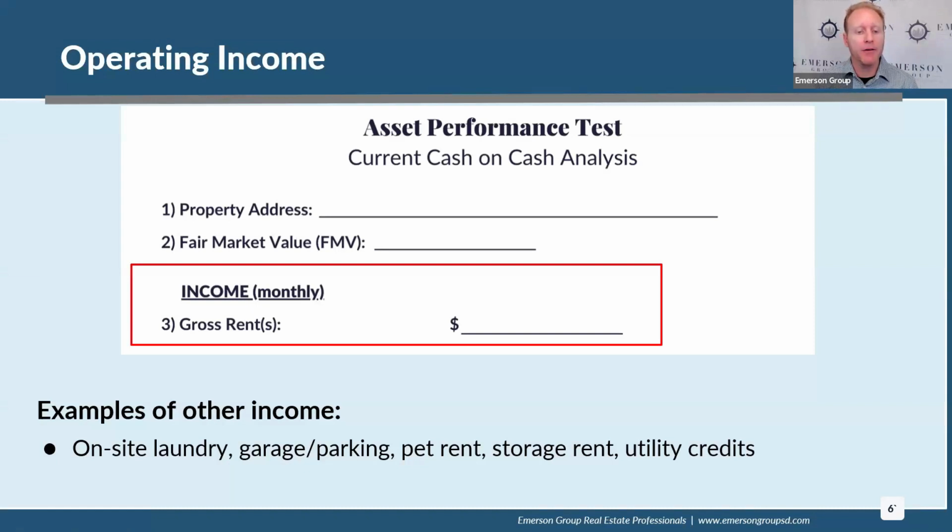All right, operating income. Just a quick reminder: outside of your gross rents, are there other places or opportunities for income, such as on-site laundry? Maybe you're decoupling the garage or street parking, or rather driveway parking, or pet rent. What type of pet rent are you charging in addition to the gross rent? Utility credits: maybe you have one water meter with 4 units, so you are incurring all that, or maybe you are decoupling that and requesting a flat fee or a portion be split between tenants. All of those things are going to go into our gross rent, our operating income bucket.